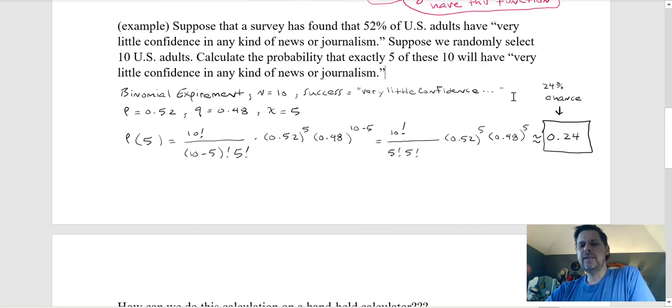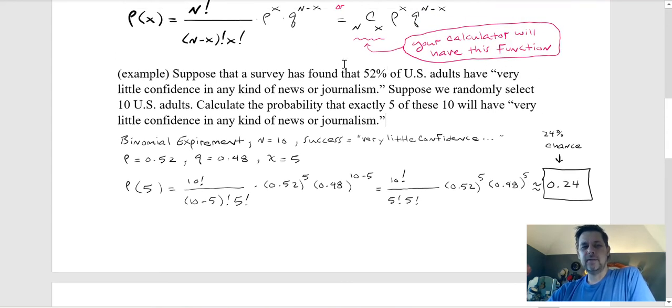So that means, with the United States population being what it is and 52% of people feeling this way, if I select 10 at random, the odds that 5 out of the 10 will have very little confidence in any kind of news or journalism is about a 24% chance. The number I got was 0.24 as a probability, which translates to a 24% chance. Okay.